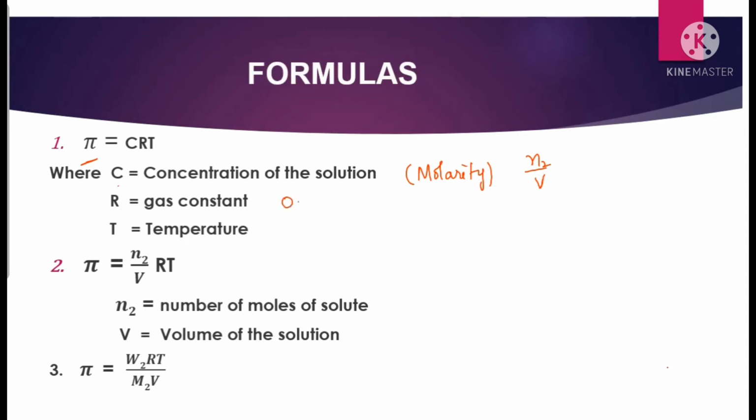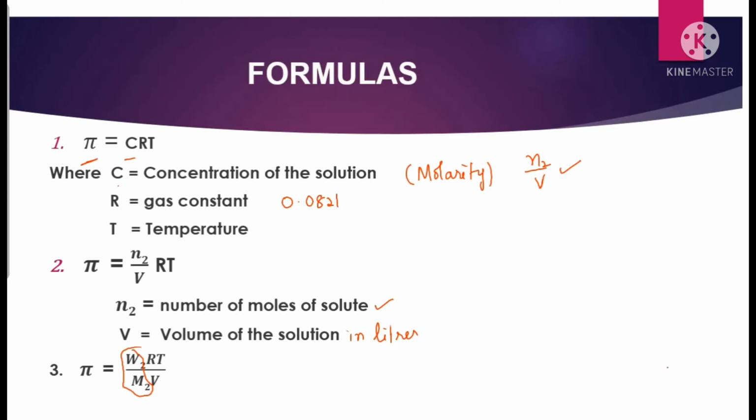R is 0.0821. It is a constant. And T represents temperature. Now there is another formula. Here we are making use of n2 by V in the place of C. So pi is equal to n2 by V RT, where n2 is the number of moles of solute and V is the volume of solution in liters. And the next formula is pi is equal to W2 by M2 RT by V. From where are we getting this W2 by M2?